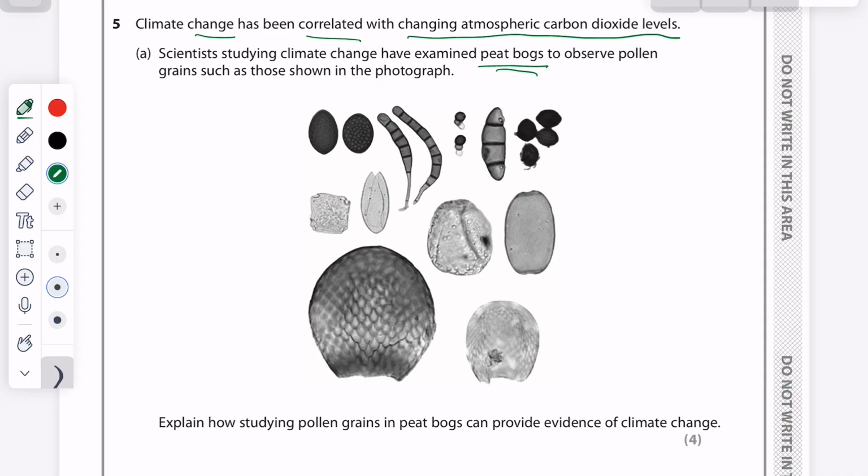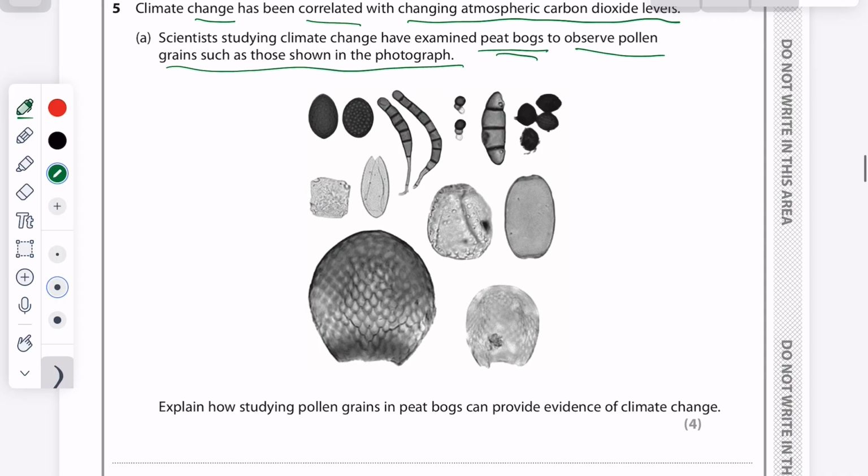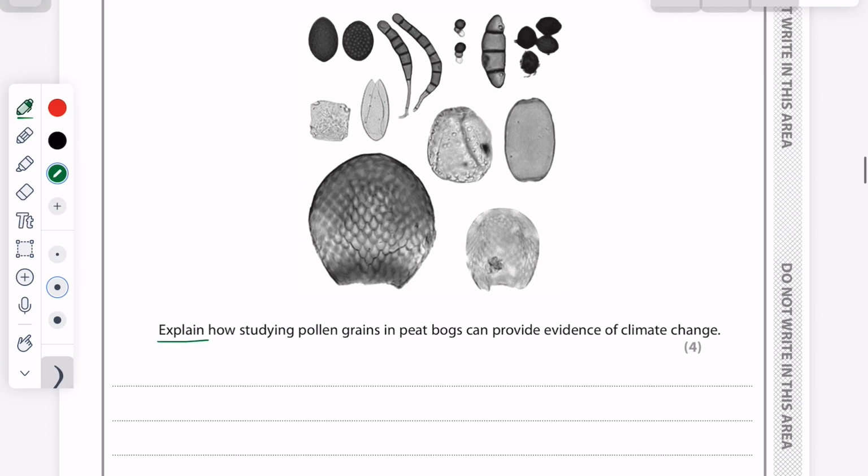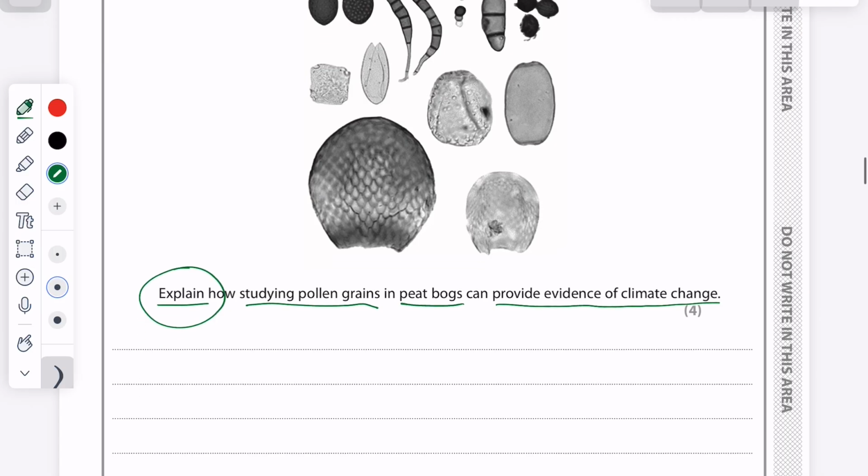So that's peat bogs, to observe pollen grains such as those shown in the photograph. Explain how studying pollen grains in peat bogs can provide evidence of climate change. Okay, so it does say explain, so it's not simply describe. We have to explain, and we have to go from pollen grains to evidence of climate change.